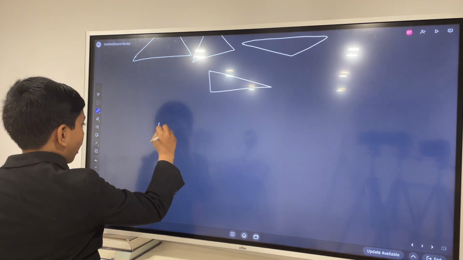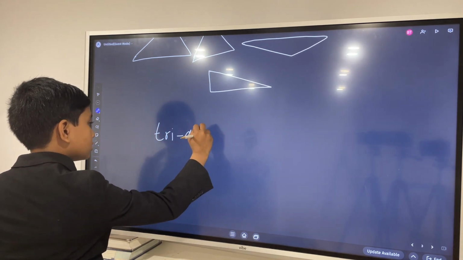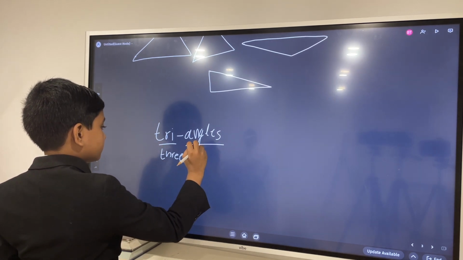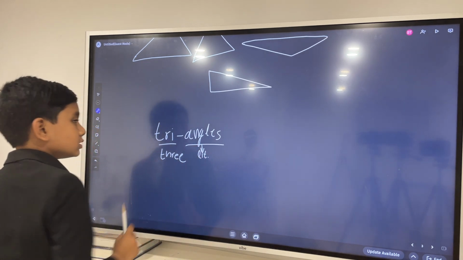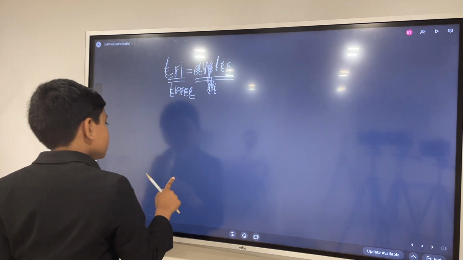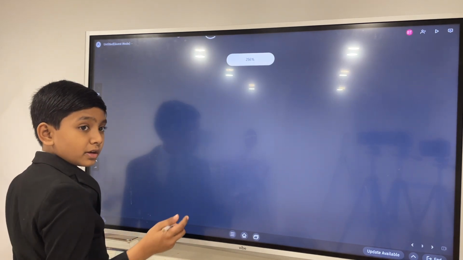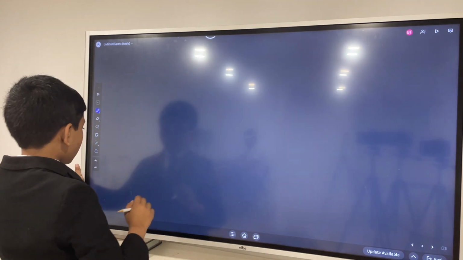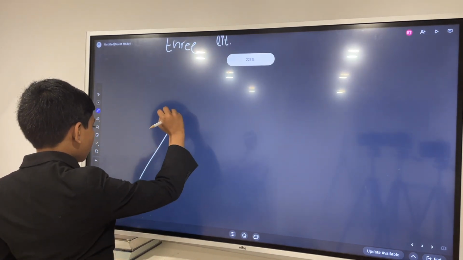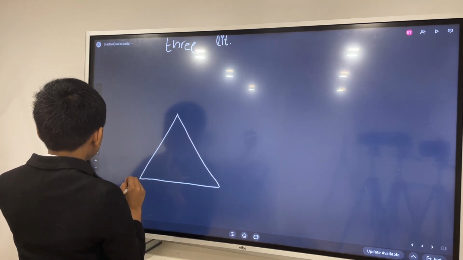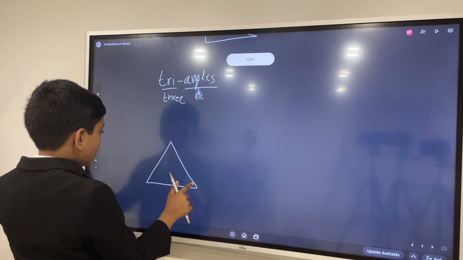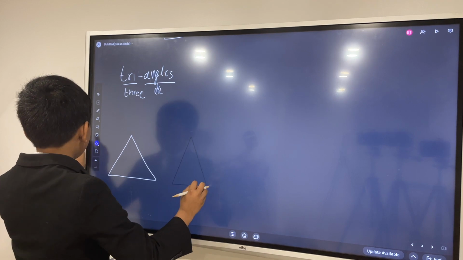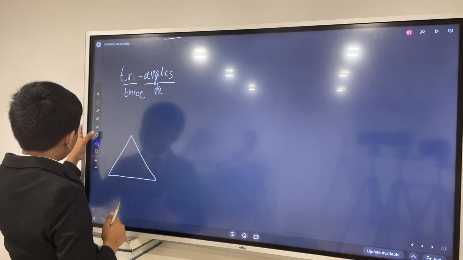So first, triangles. I think it's pretty obvious that they have three angles. So, for example, let's say we have your run-of-the-mill triangle. If we look at the shapes over here, we have a triangle. Now, you can go for any type of triangle, but the icon over here is an equilateral triangle.